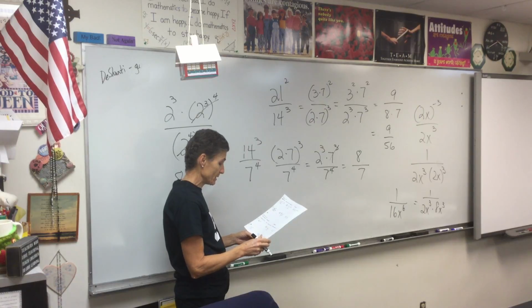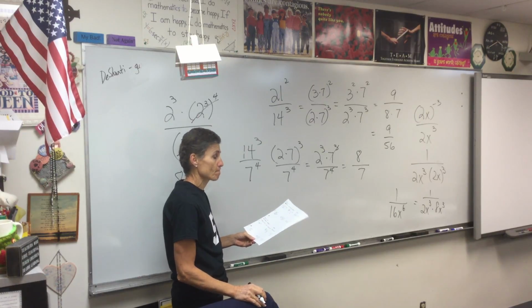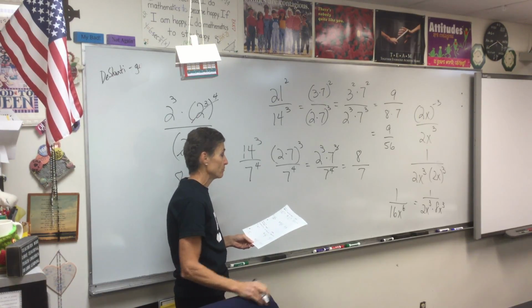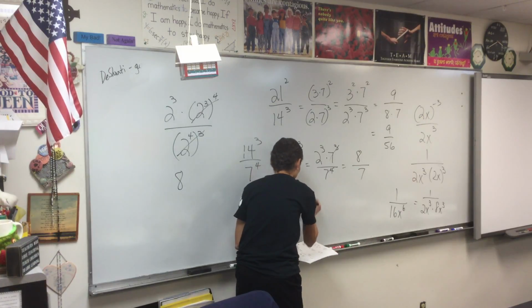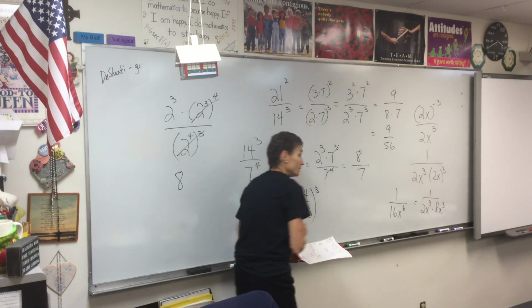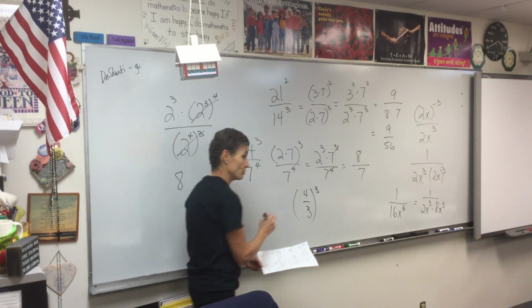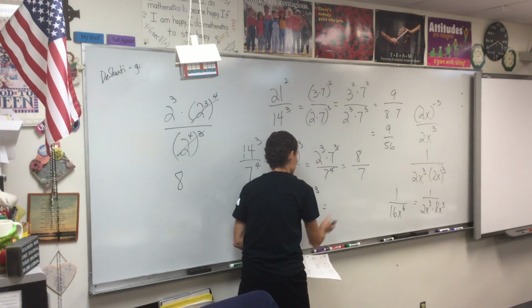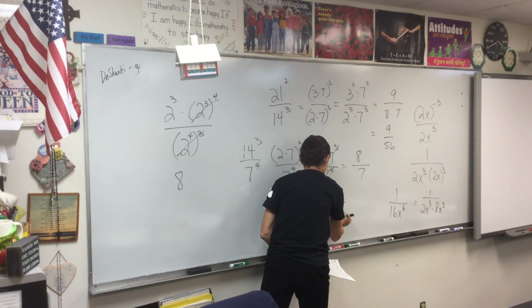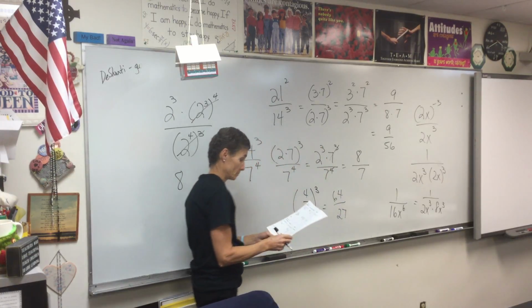Okay, quickly and we'll be done. Number 5. Flip it. So you're going to start with 4/3 cubed, right? And what's 4/3 cubed? You can do that. 4 cubed, 64 over 27.